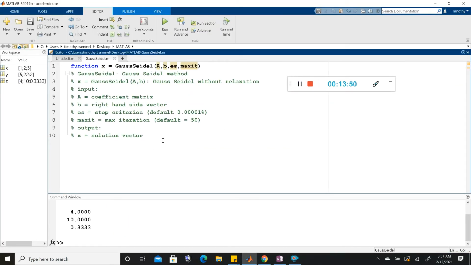All right, we are in Matlab, and you can see we have our function. It has an output of x, has inputs a, b, es, maxit. The function name is Gauss Seidel. Okay, and let's talk about what those inputs are. So in our system of equations, if you're looking at ax equals b, then a would be the matrix, b would be the other side of the equation, es is our relative error, right? And maxit is the maximum number of iterations.